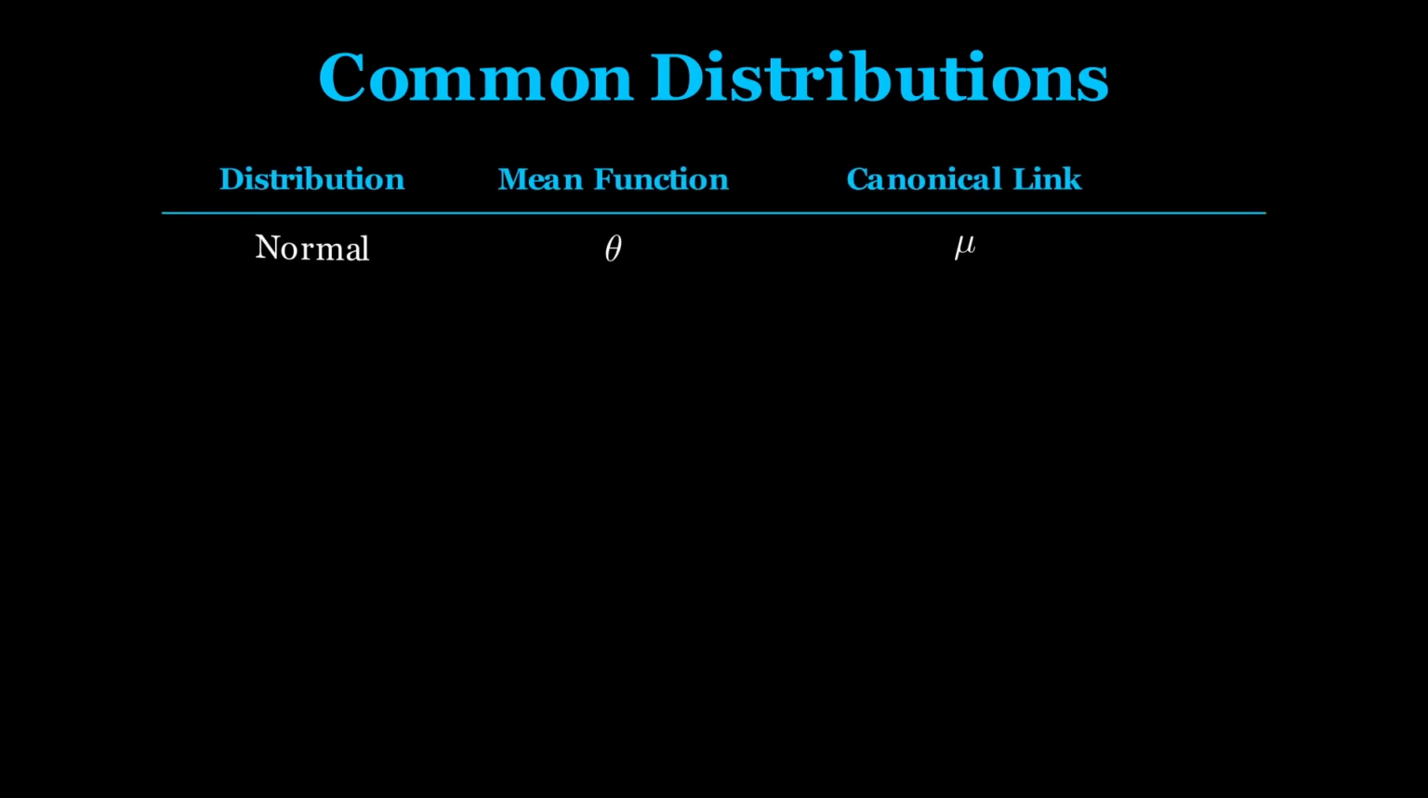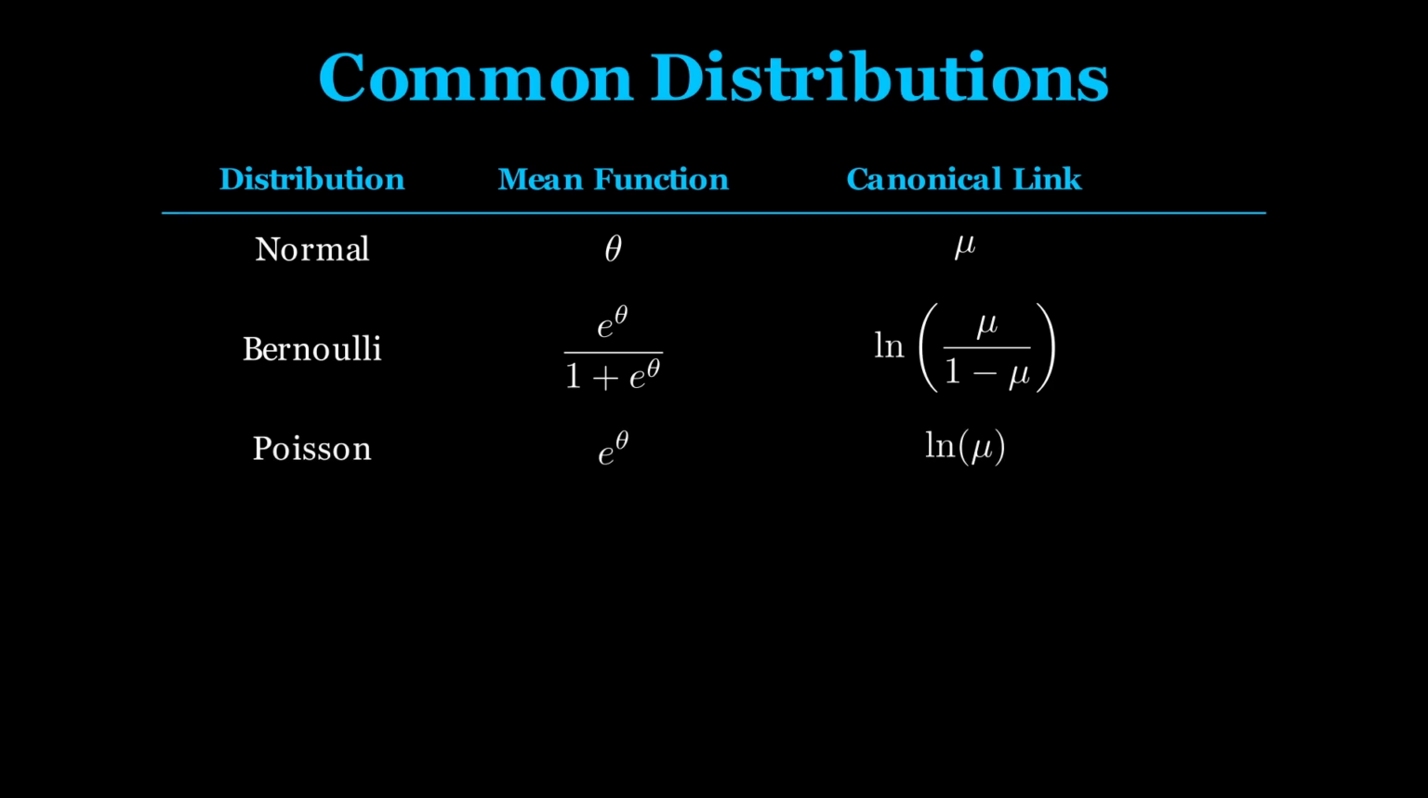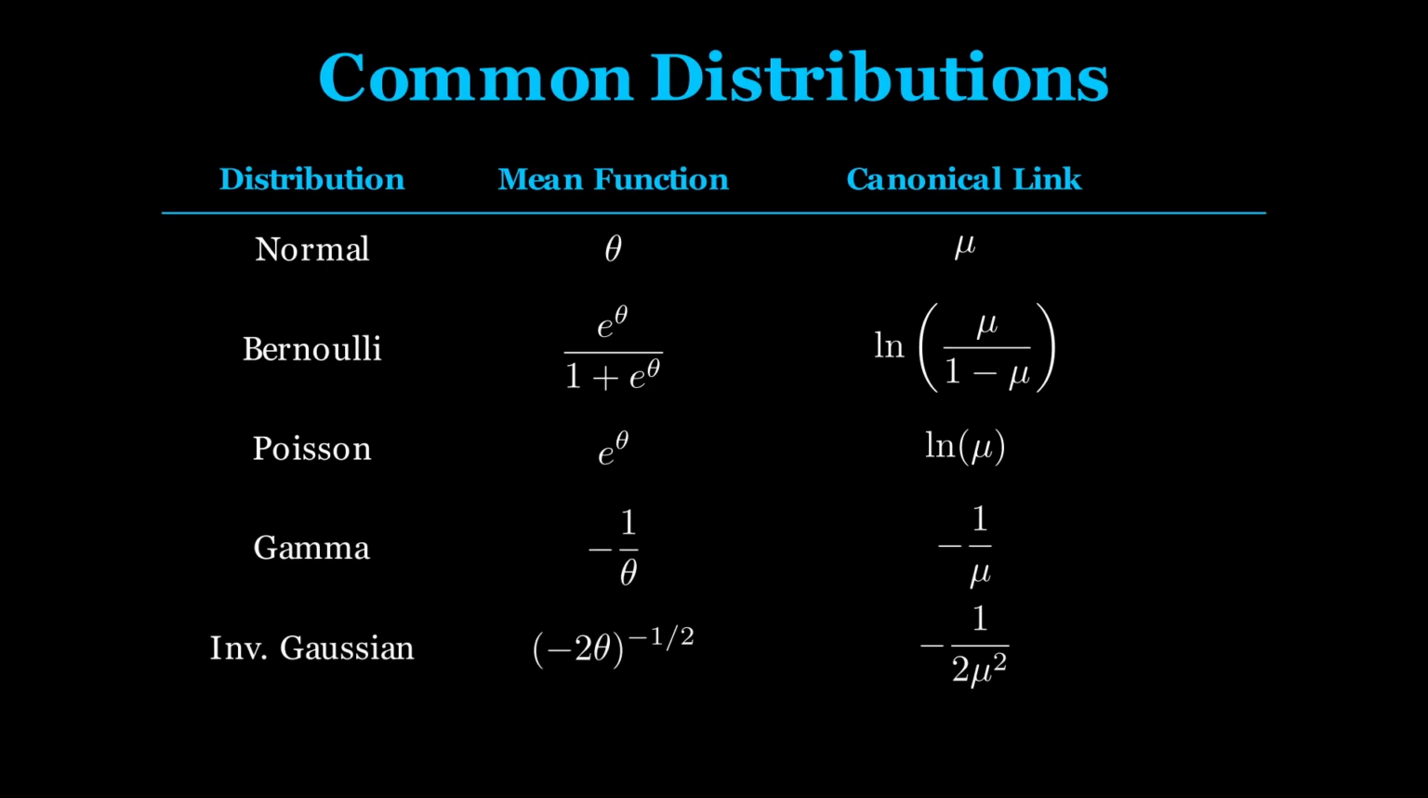Let's go over the canonical link functions for common distributions in the exponential family. If the response variable follows a normal distribution, and we let mean function equal theta, then the canonical link is the identity, g of mu equals mu. For Bernoulli, if the mean function is e to the theta over quantity 1 plus e to the theta, then the canonical link is the Logit function. For Poisson, if the mean function is e to the theta, then the canonical link is the natural log. The gamma and inverse Gaussian distributions also have their own mean functions and canonical links. The canonical link function is intuitively appealing and often leads to simpler computations and more straightforward interpretations.